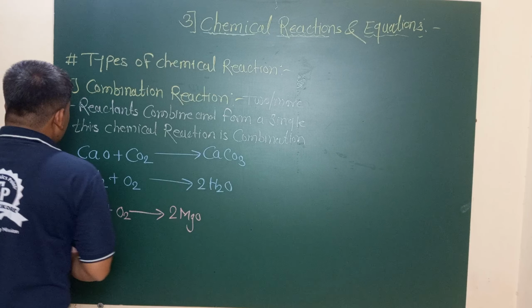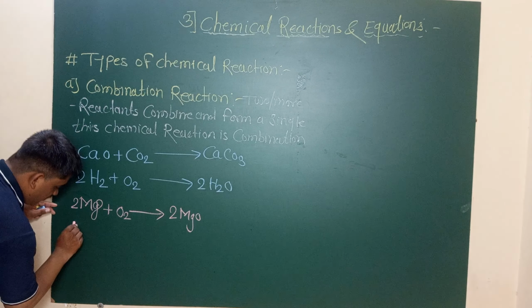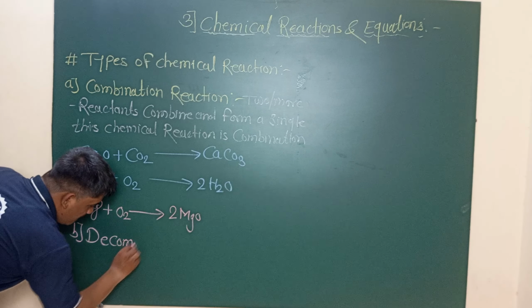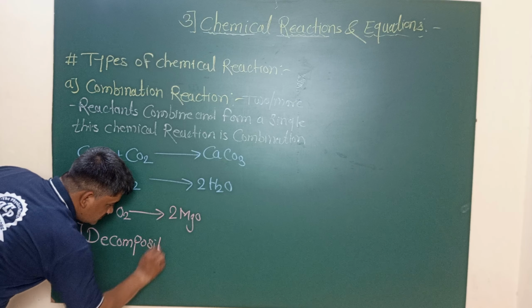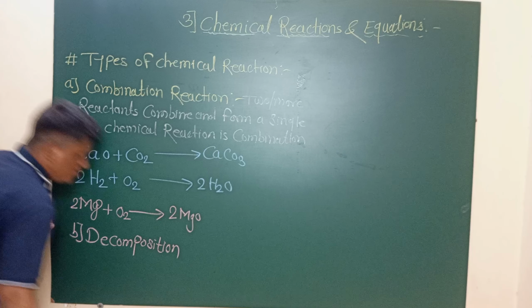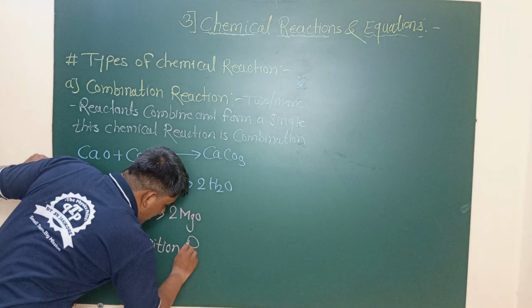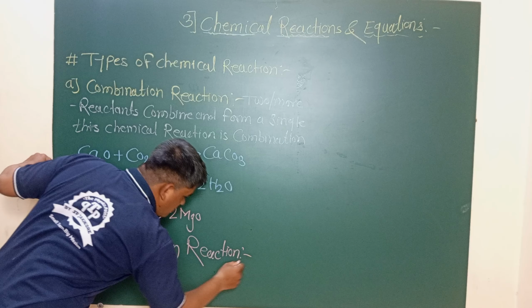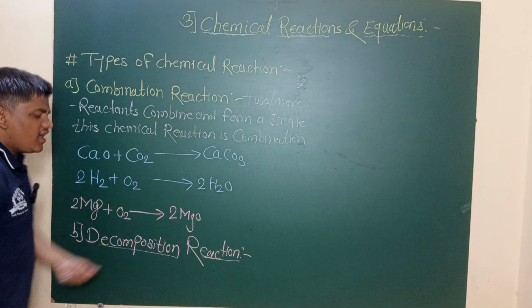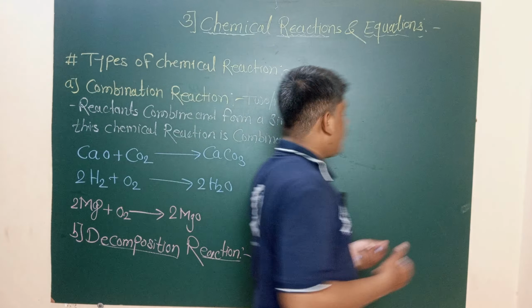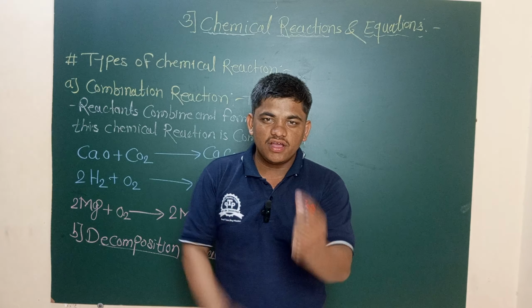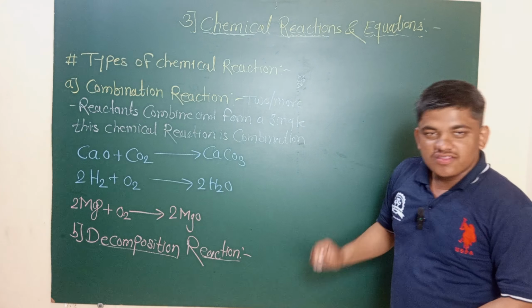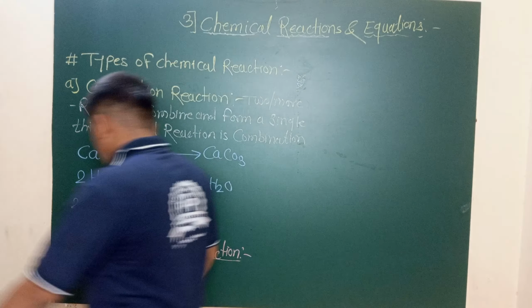Then the second one is the decomposition reaction. Part B is the decomposition reaction. In a chemical reaction, when two or more products are formed from a single reactant, this is called a decomposition reaction.